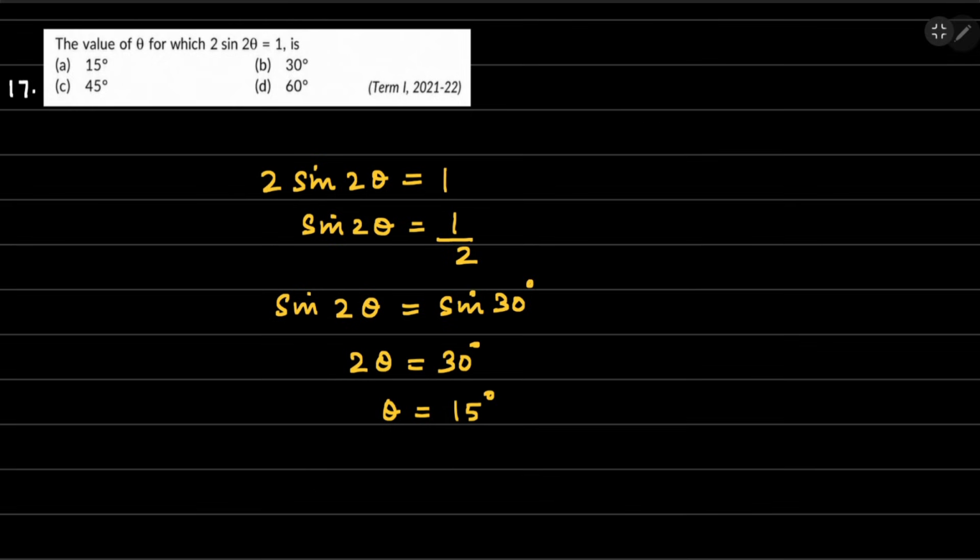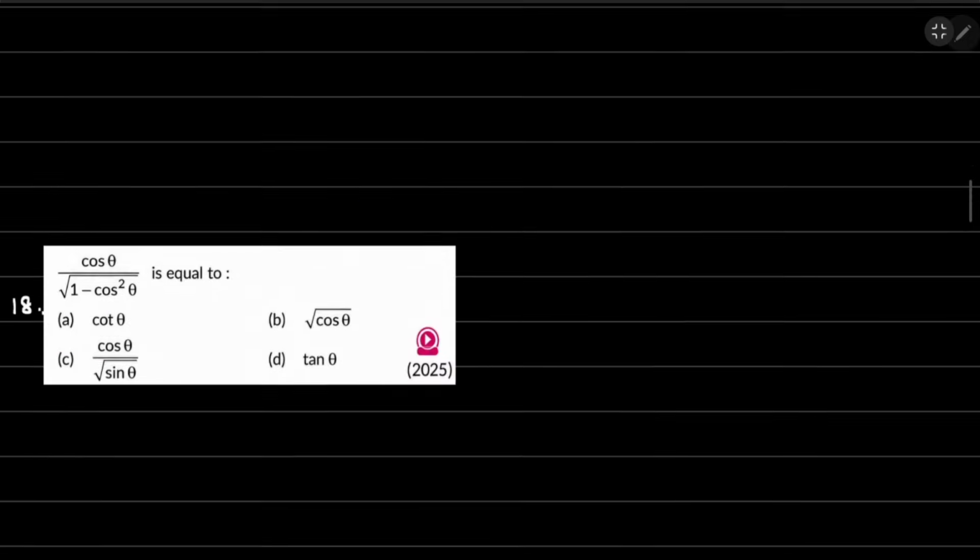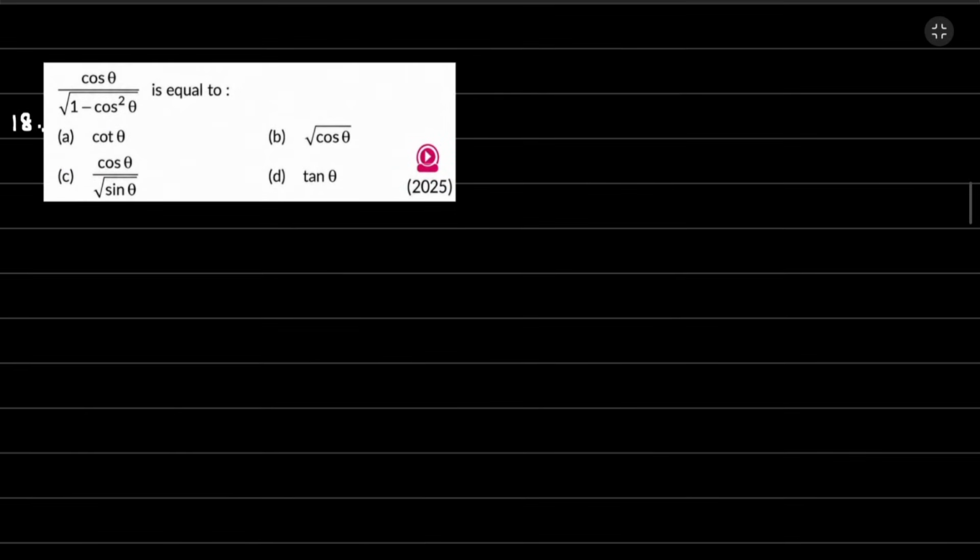What are you asked? The value of theta for which 2 sine 2 theta is equal to 1 is theta equal to 15 degrees. Option number A is the correct answer. Let's move to the next question. Cos theta divided by root of 1 minus cos square theta is equal to.